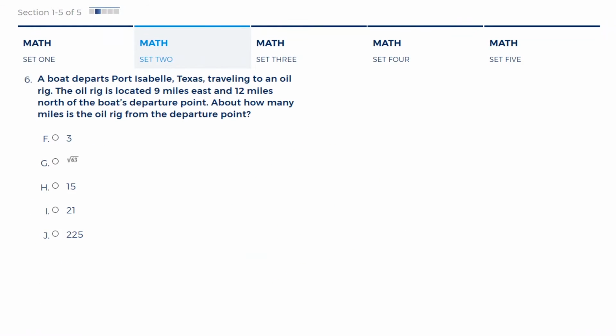Let me go. Next, a boat departs. The oil rig is located 9 miles east and 12 miles north. So 12 miles north and 9 east, and we're looking for this distance. But we know the special triangle, so it's 15. Again, that's a great trick here.